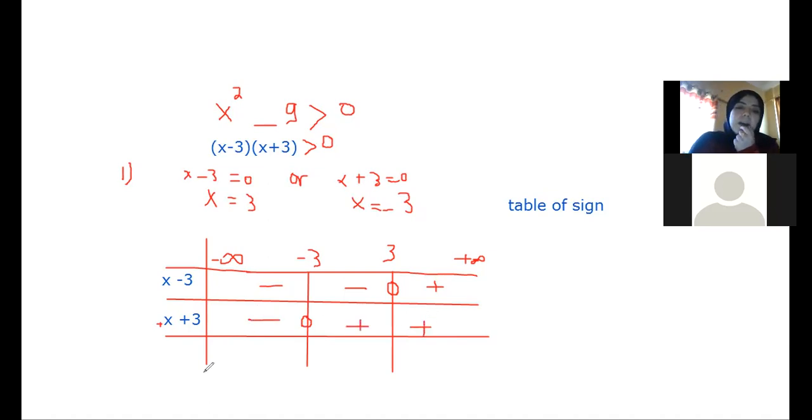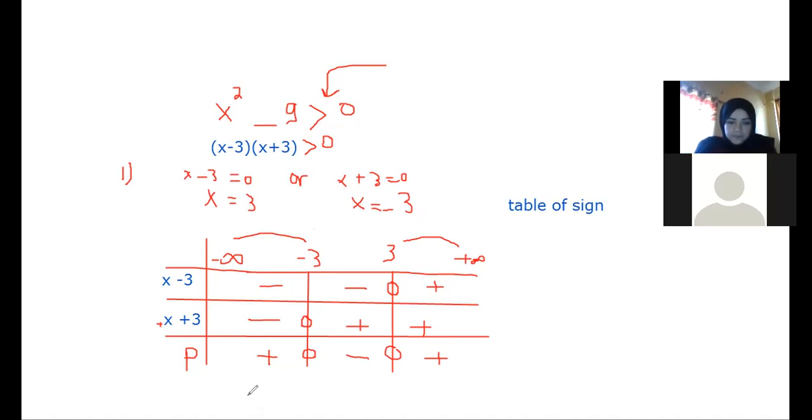Now I'm discussing the product, right? Minus times minus is positive. Plus times minus is negative. And plus times plus is positive. Now, what do I need the inequality to be? Positive. Where's the positive? From this value to this value, and from this value to this value, the product is going to be positive.